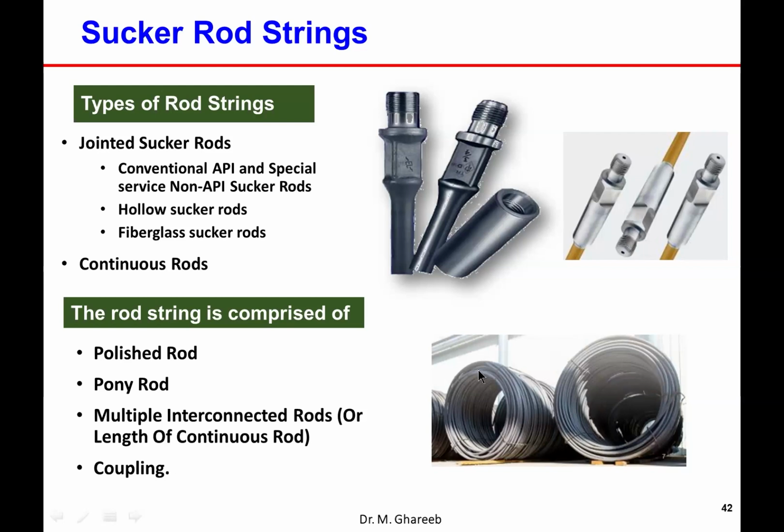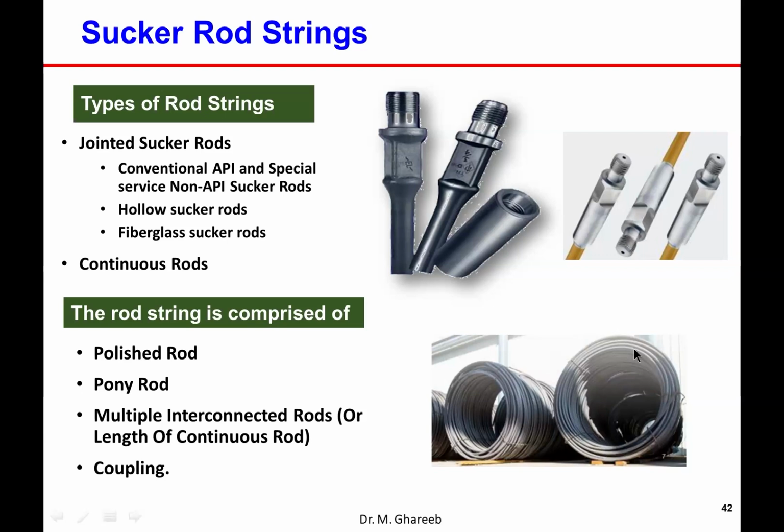And in the market currently, there is what you call continuous rod: not jointed, only one piece running from top to bottom without coupling, without anything. It is a little bit flexible, allowing you to run in different well geometry, different well deviations and so on, and it also eliminates the coupling and the shoulder of the coupling.